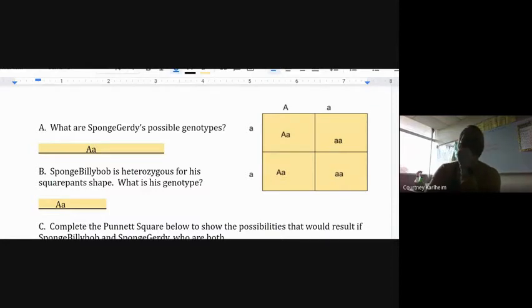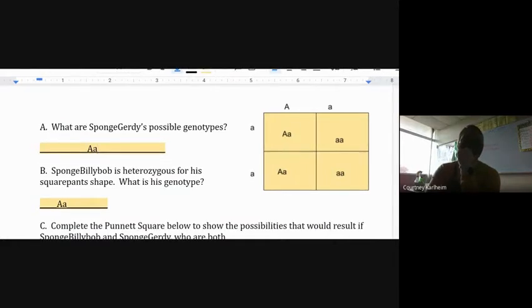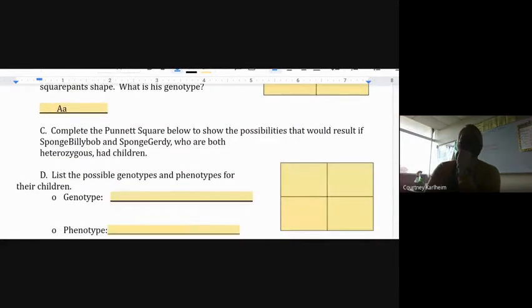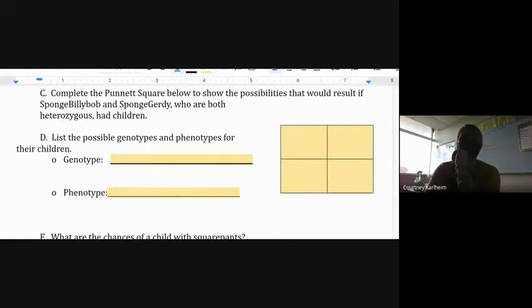Remote, are you with me? Go with yes. All right, we're going to go down to C. So now we're going to complete our second Punnett square to show the possibilities that would result if Sponge Bob and Sponge Gertie, who are both heterozygous, had babies. What does heterozygous mean again? What kind of letters? Yeah, the different ones. So one of each letter. So the parents are heterozygous.